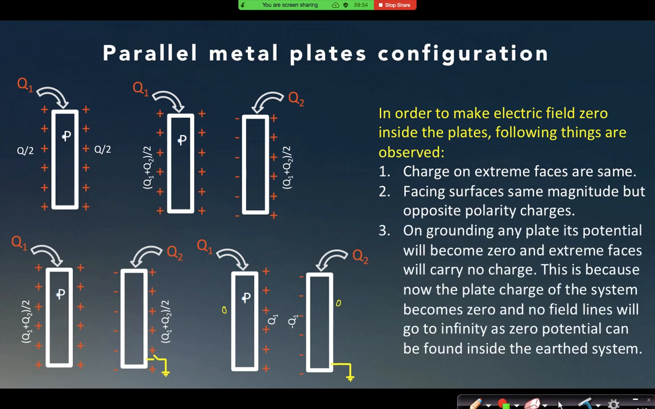Number 3, on grounding any plate, its potential will become 0, that we all know, and extreme faces will carry 0 charge. This is because now the plate charge of the system becomes 0, and no field lines will go to infinity, as 0 potential can be found inside the earth system, right? Now you can find another interesting thing: as soon as I earth that system, what is the total charge of the system? Can you see?